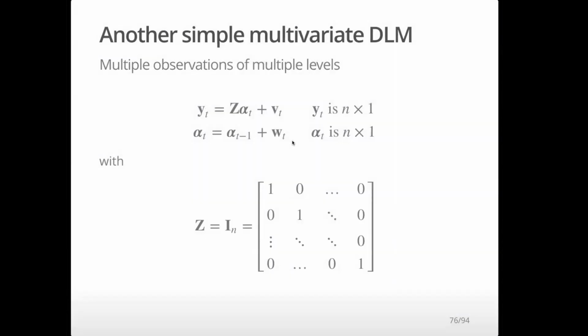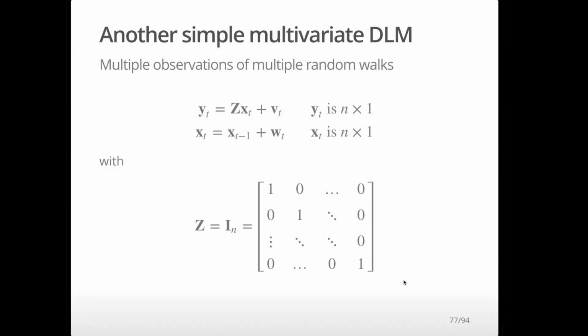Another really simple DLM in multivariate space would be multiple observations of multiple levels. So here now we've got the state is the same dimension as the observations. They're both n by 1 at time t. And the way we do that is by making Z the identity matrix. Right, so this is, again, just like we did with harbor seals. This was a case where Strait of Juan de Fuca, North Puget Sound, and South Puget Sound were all their unique states. So each observation was just observing its own unique state.